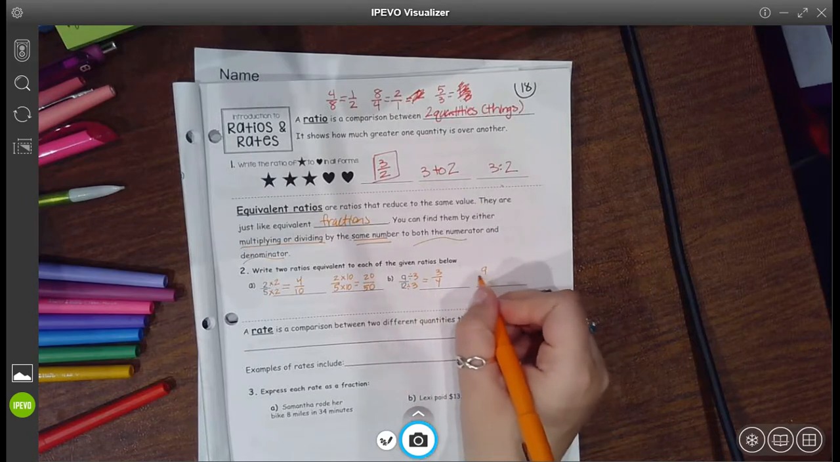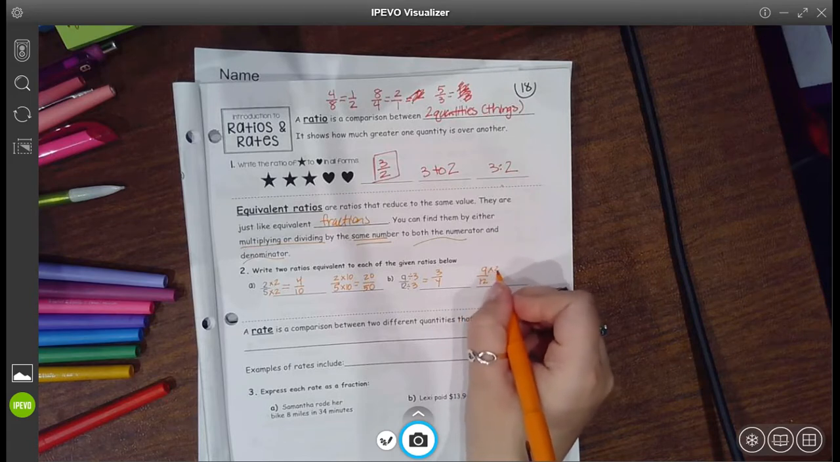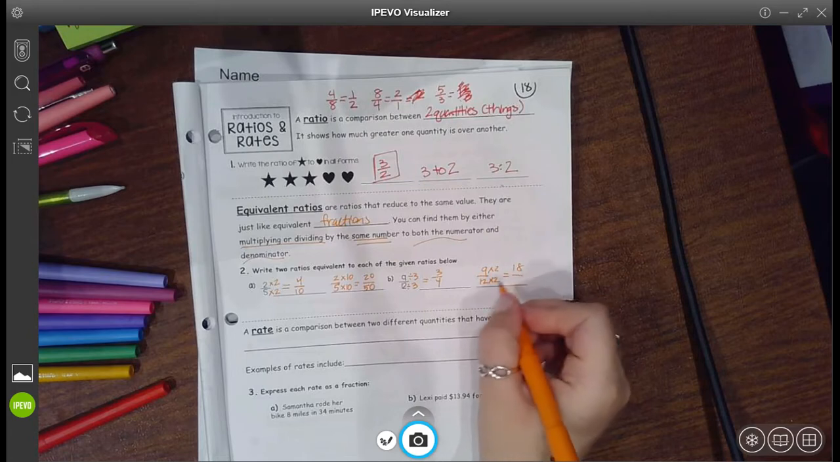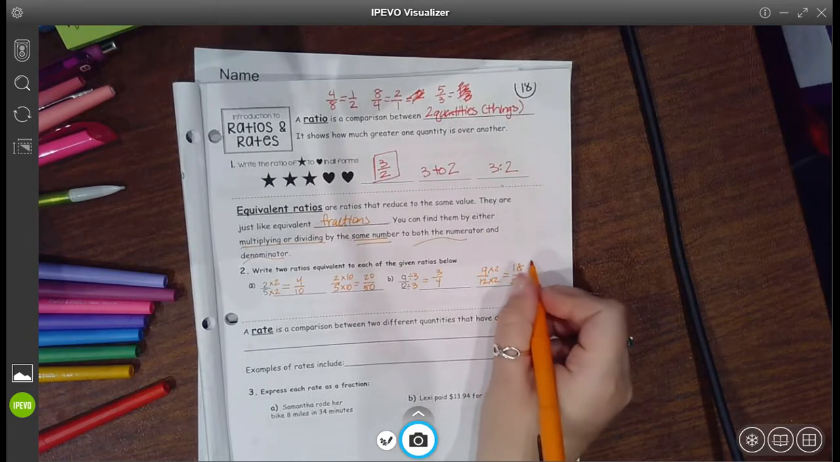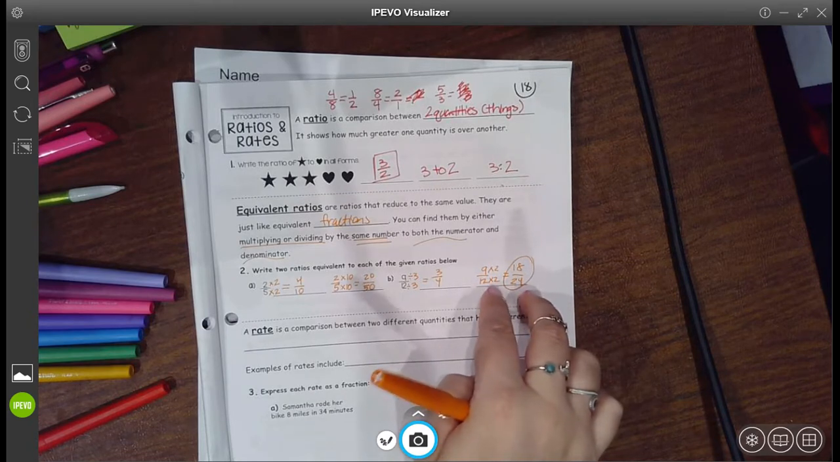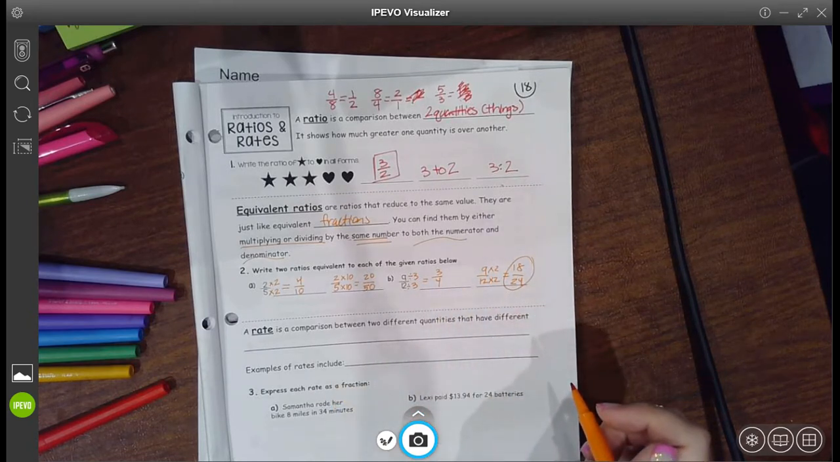Okay, or again, we could multiply them both by the same number. And 9 times 2 is 18, and 12 times 2 is 24. So 18/24 is equivalent to 9/12 because both of these reduce to 3/4.